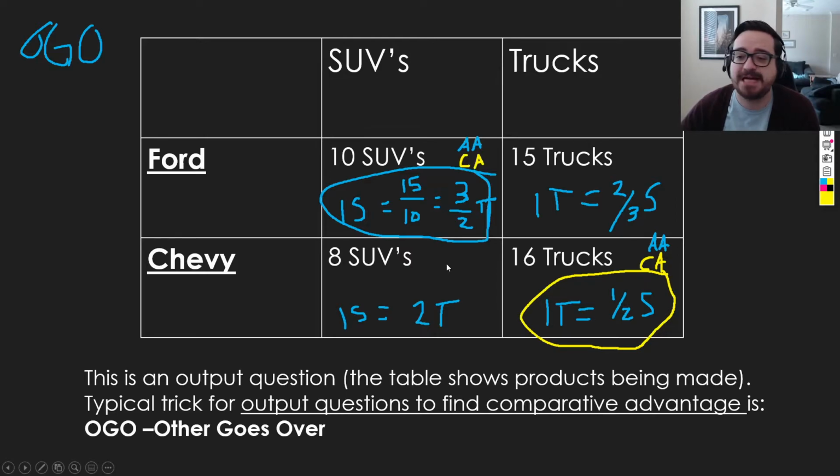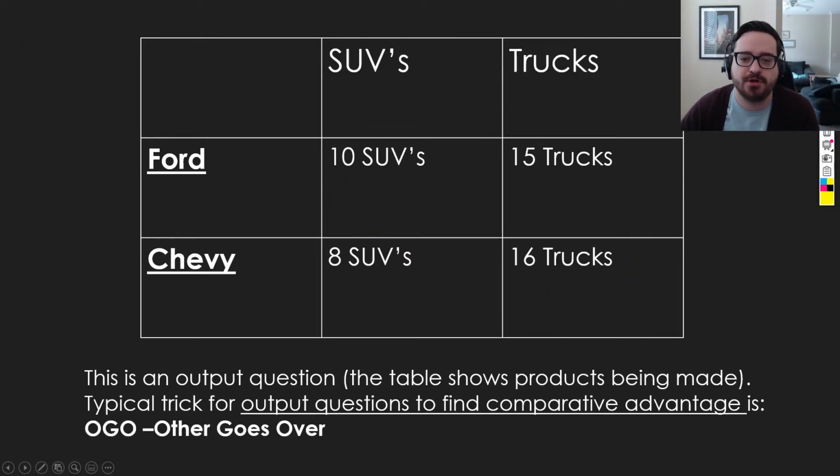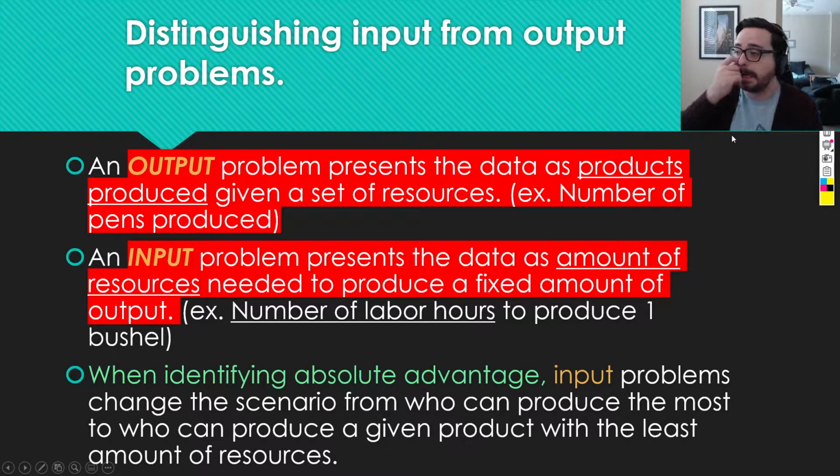There is a second type of problem you could see, called an input problem. So, output problem, numbers given to you are the number of things being produced given a set of resources. Number of pens and pencils, number of liters of Coke, whatever. If it's a number of things being produced, it's an output problem. Output literally means what you're putting out there. That's products.